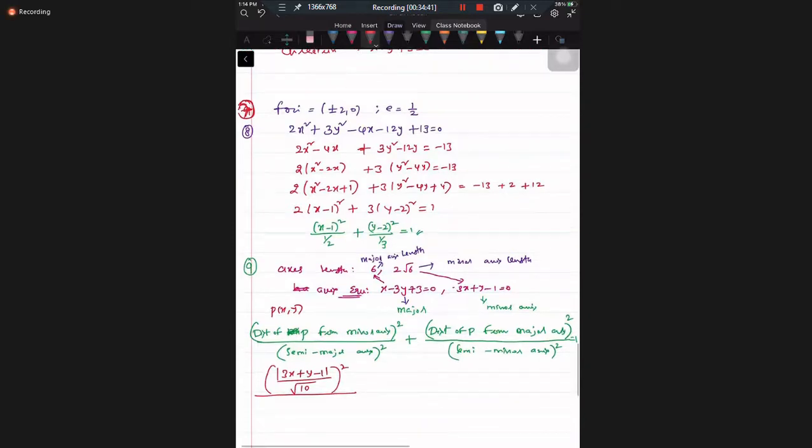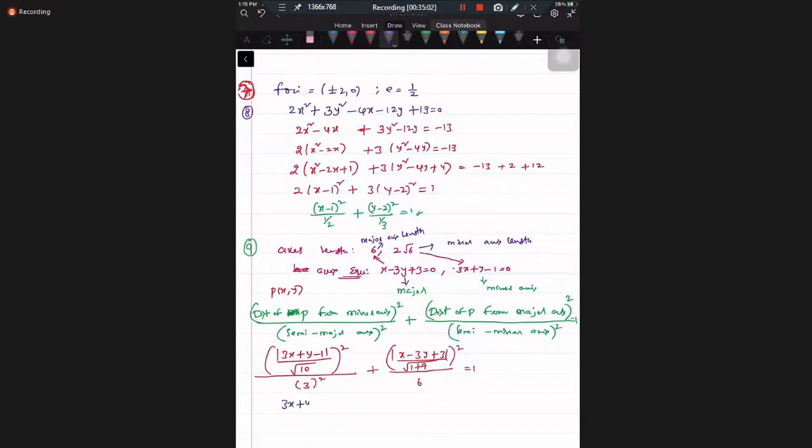3 whole square is 9. Semi-major means 3, half of 6. So x minus 3y plus divided by root 10, whole square divided by root 2. Students, you got it, right? All of you. Now you can write this as 3x plus y, and x minus 3y plus equal to 1. Is it fine, students? This is your ellipse.